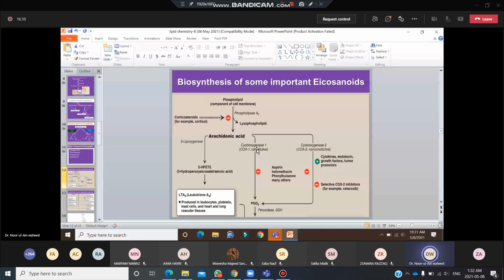And there are two cyclooxygenase enzymes. They have two isoforms. One is constitutive and the second one is inducible. Constitutive means it is present all the time, normally in all the cells, but COX2 is the inducible enzyme. When there is release of cytokines, endotoxin, growth factors, or tumor promoters, only then it is induced and available in the cell.